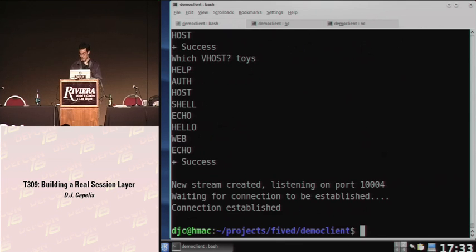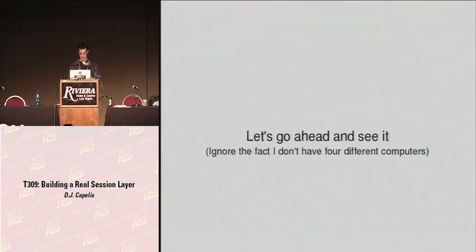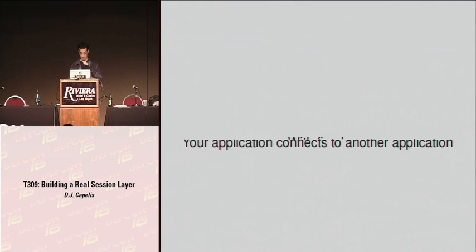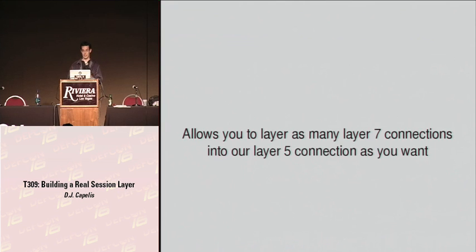So since I'm running faster than I thought I would, let's go ahead and explain exactly how this works from a little bit more of a technical perspective. So I said that it was multiplexing layer 7 connections down onto the layer 5 service.